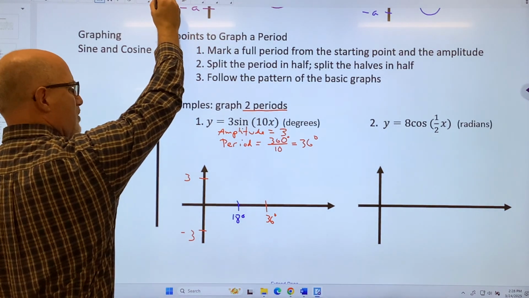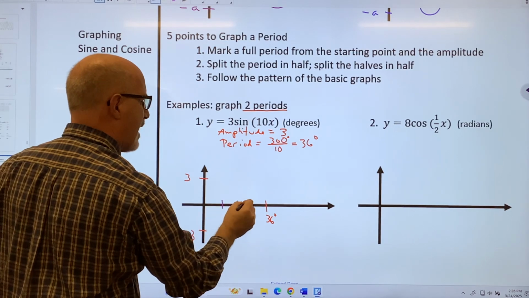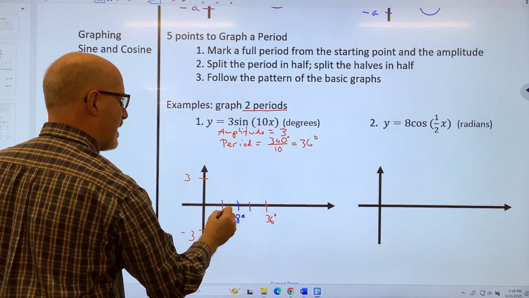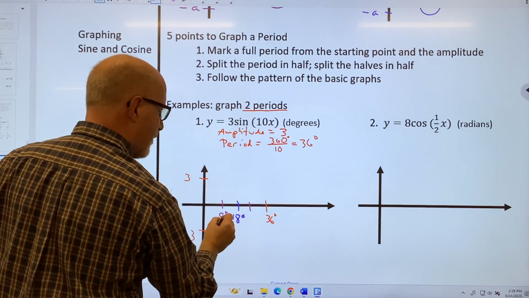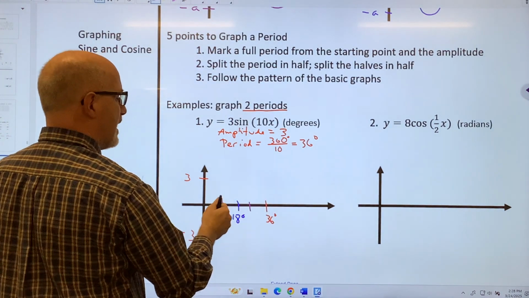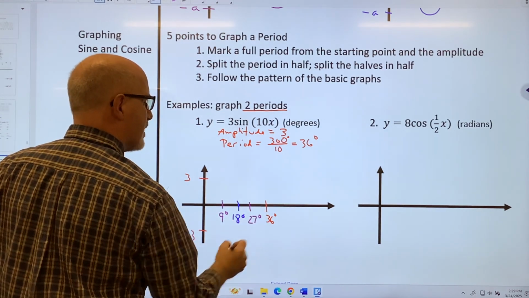And then what you do is you take each of those halves and split them in half again. Well, halfway to 18 degrees is 9 degrees. Now we've established we're going by 9 degrees each time. And so if we go by 9 degrees, that would make this one 27 degrees.